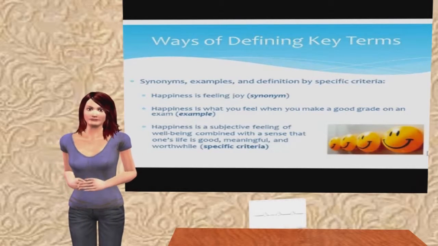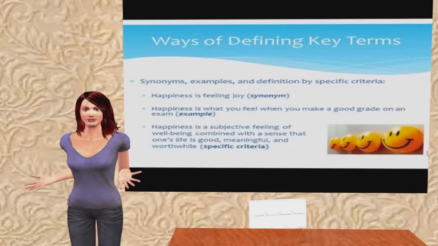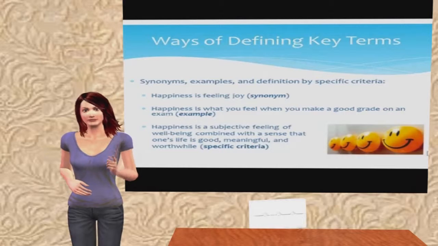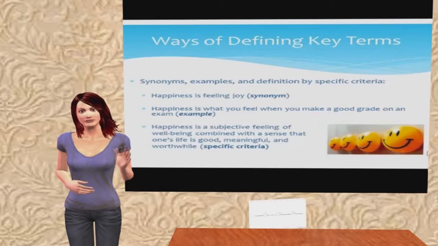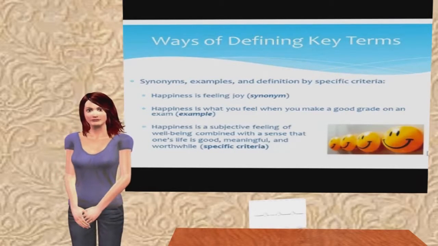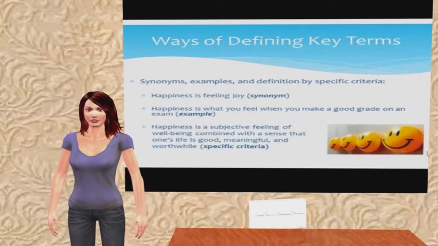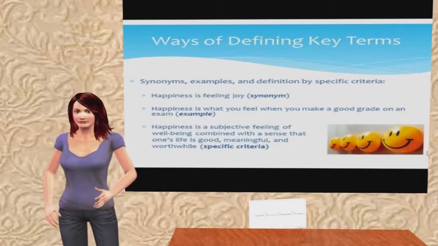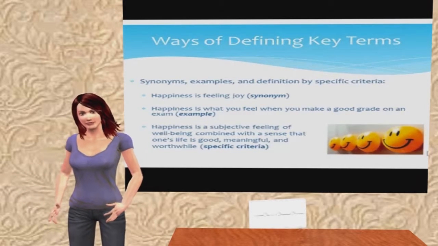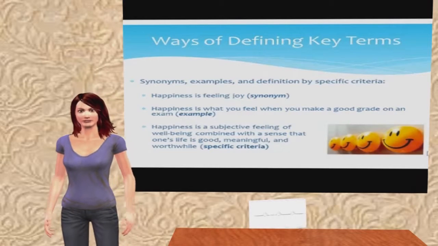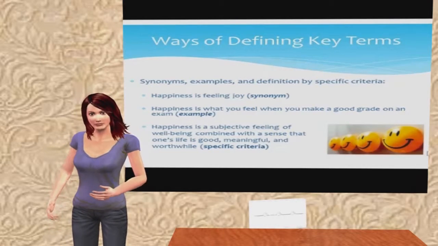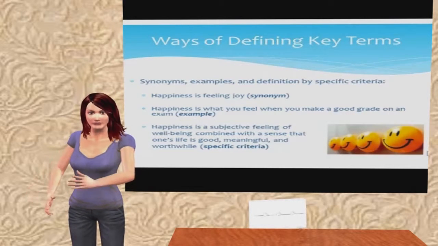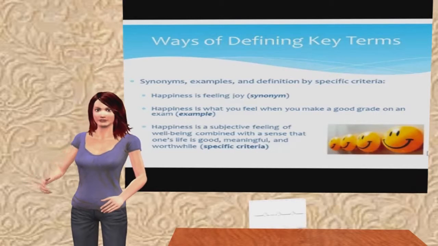So a synonym, a word that means the same thing, is a very common way of defining key terms. I use the example of happiness here, different ways we might define happiness. Happiness is feeling joy. So joy is a synonym for happiness. But you can also define key terms by offering your reader an example. Happiness is what you feel when you make a good grade on an exam. I always felt happy when I made a good grade, and that's an example of a case in which you might feel happy. Finally, you can also define key terms by using specific criteria.